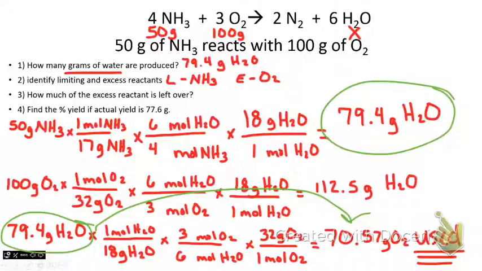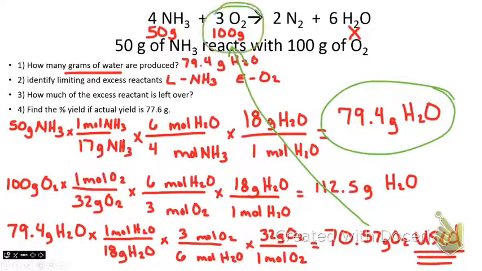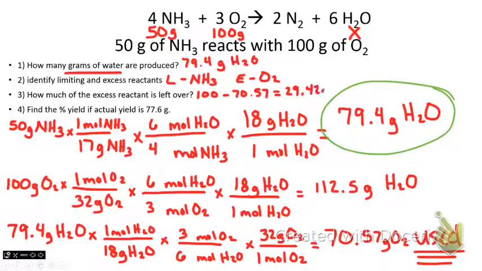that's the max I can make from this reaction, how many grams of oxygen would I use? So this hasn't completely answered question number 3 because it wants to know how much is left over. Well, if I used 70.57 and I started with, what did we start with? Go back to your problem. It looks like we started with 100 grams of oxygen. All I have to do is a simple subtraction. So for number 3, I'm going to do 100 minus my 70.57 and end up with 29.42 grams of O2 left over.